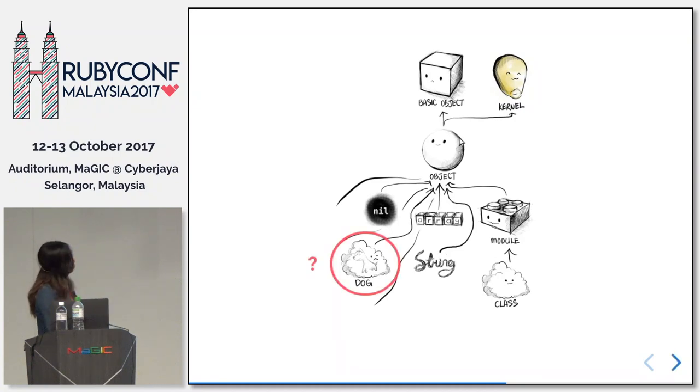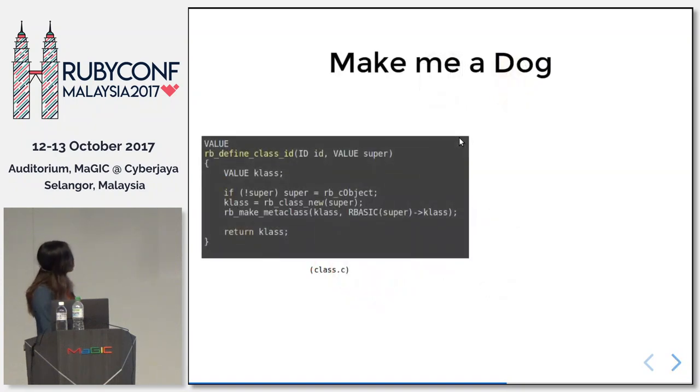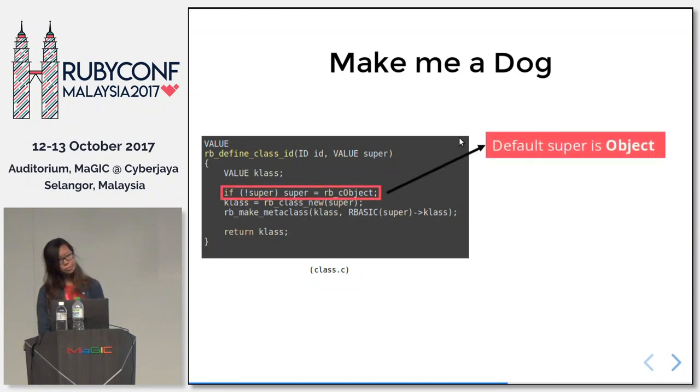So let's try to create a Dog class. The function that gets called in C is rb_define_class_id, and it's basically doing three things. First thing you notice is that it's actually setting the super. So if the super is not explicitly given, we set the default super to Object. So that's why all our classes inherit from Object by default.